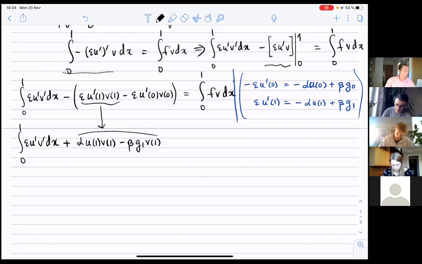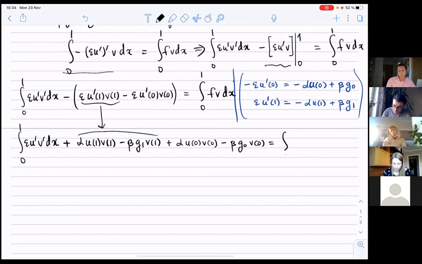Like that. And for the second term, we have minus here. No, I mean the whole this with minus, we replace it by that. So it's going to be minus, with this minus it will be plus alpha u0 v0. And the same here, plus, and it will be minus here, minus beta g0 v0 equals the integral from 0 to 1 of f v dx. Yeah, that is what we got.